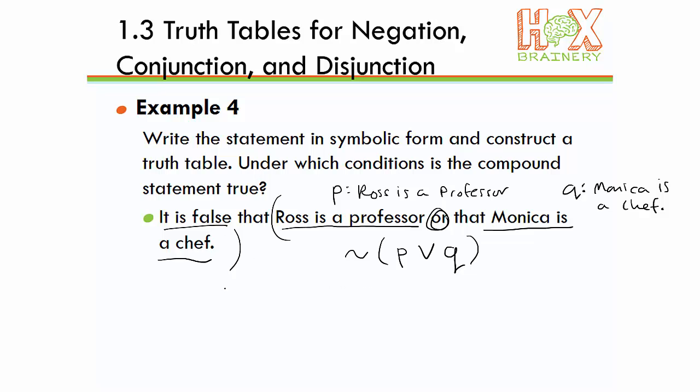So that's the statement form we have. So now we're going to come up with a truth table for it. We have two simple statements, so we're going to have our 4 cases.